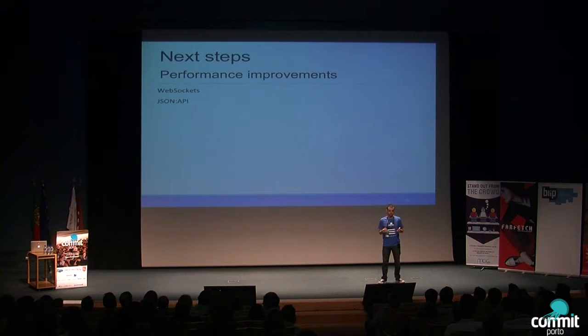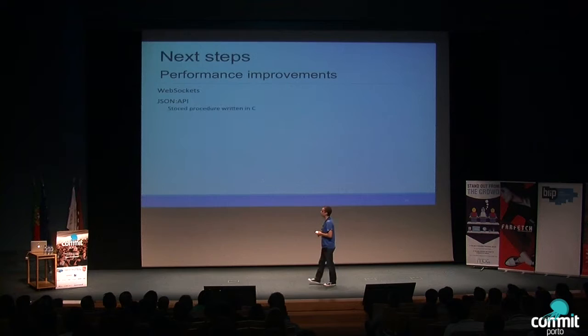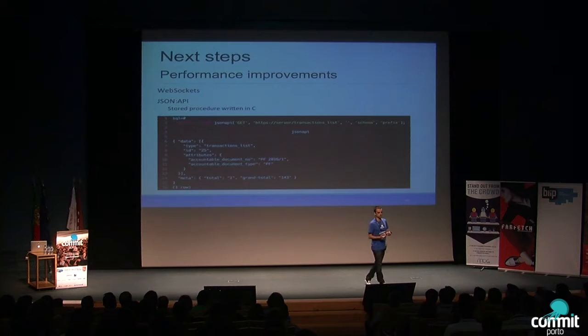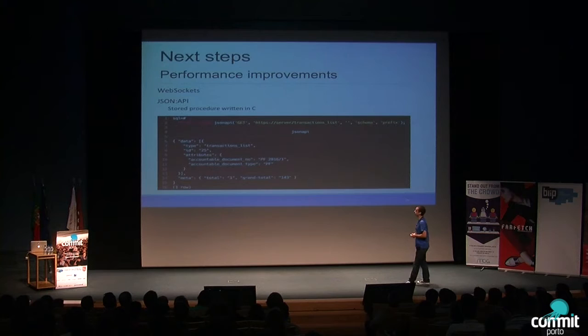So what we're doing now is improving, upgrading our custom print server to support edition using WebSockets connecting to a JSON API service. For that reason, we developed our JSON API service as a stored procedure written in C directly into the database. This means that we can send the actual URL being requested directly to the database, and we get a JSON API response from that query.